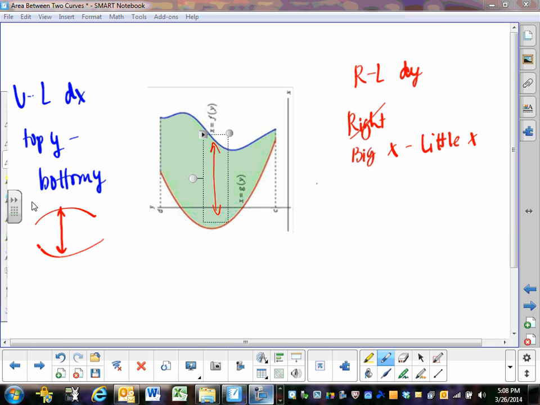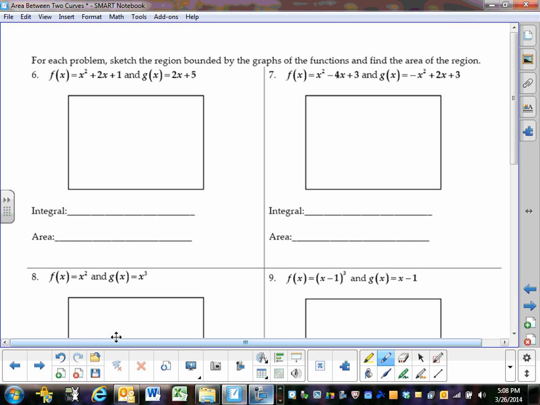Okay, so big things on here, upper minus lower for dx, right minus left for dy. Okay, for each of these problems, I am going to do a sketch. I am not going to make a perfect graph. This is x squared plus 2x plus 1 and the line 2x plus 5. First thing I want to know is, do they intersect? Maybe the line is completely underneath the parabola and never intersects. So we want to make sure what we're doing there.